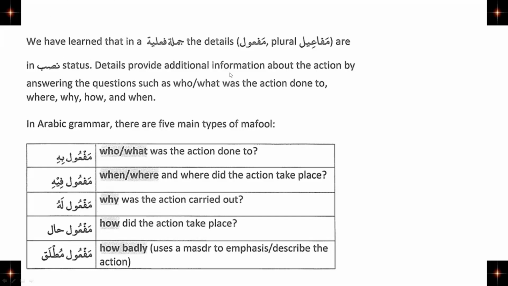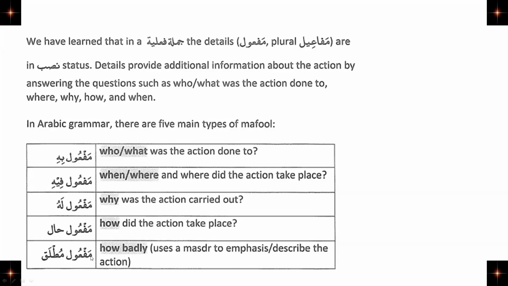We have learned jumla fi'liya, and we know that the nasb status is any ism after the doer that explains the action that fell on them. And there are 5 of them: either maf'ul bihi, that answers the question of who or what; maf'ul fihi, that answers when or where; maf'ul lahu, that answers why; maf'ul hal, that answers how; and maf'ul mutlaq, that answers how badly.